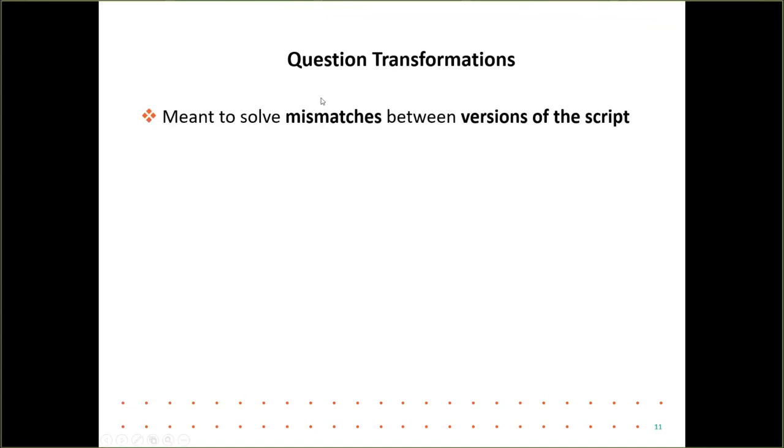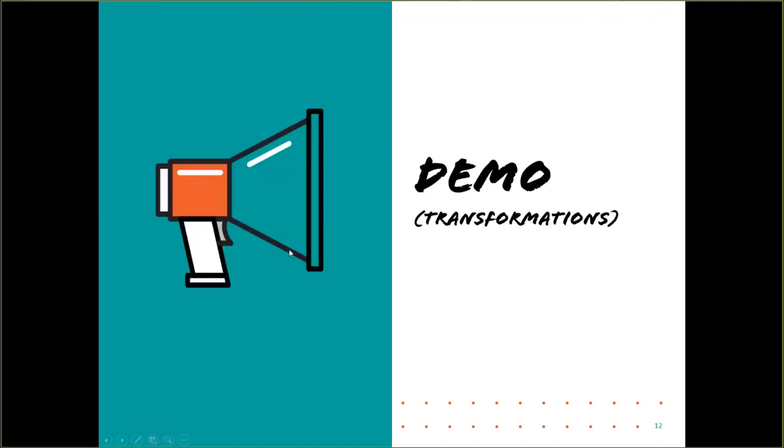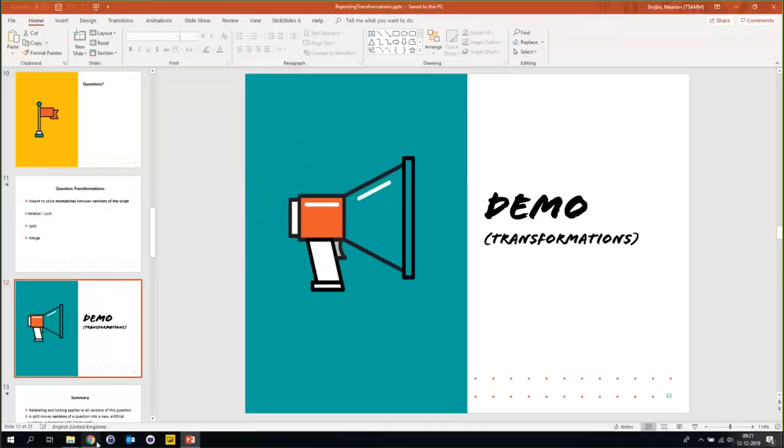So the transformations are meant to solve a mismatch between versions of the script. You can relabel and lock all the question texts and labels, and locking them means it will apply to all previous versions and future versions of this question that come in through scripts. You can split versions from one group to a new group, and you can merge versions. And please let me demo this, because that might make it a little clearer.